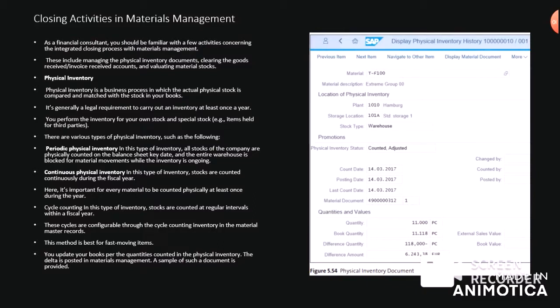So now if we see the screenshot, display physical inventory history. This is the material and location of physical inventory. This is the plant and the storage location, and this is the stock type warehouse. The physical inventory status is counted and adjusted when we have counted, which shows the posting date, last count date, material, document.